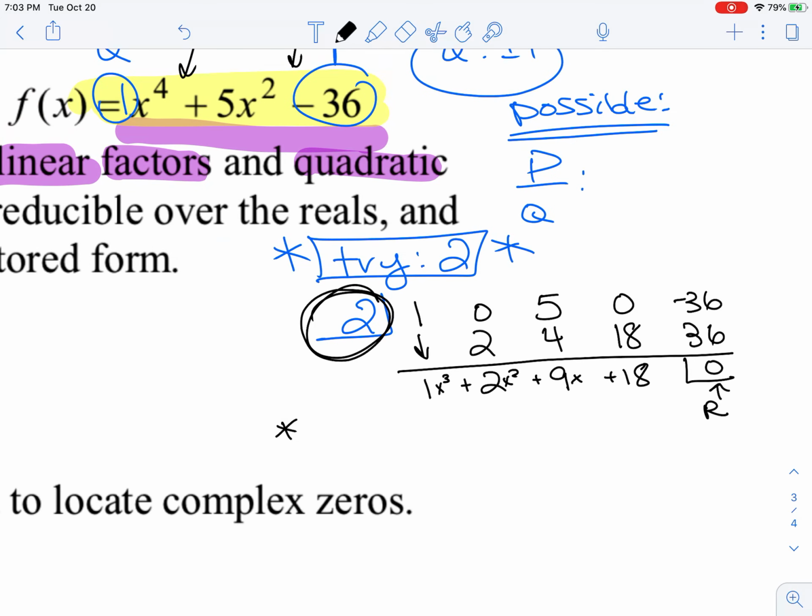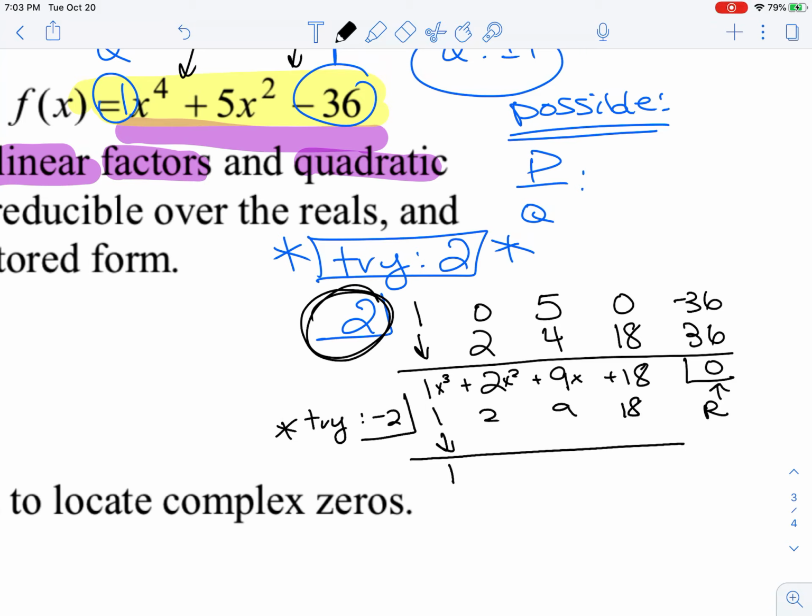So I would say, Mrs. Salz would give you a help. I want you to try negative 2 and see what happens. So we're going to try negative 2, and we're going to try it with 1, 2, 9, and 18. Do not go back to the original function. Use the factor that's left over. And we're going to synthetic divide again.